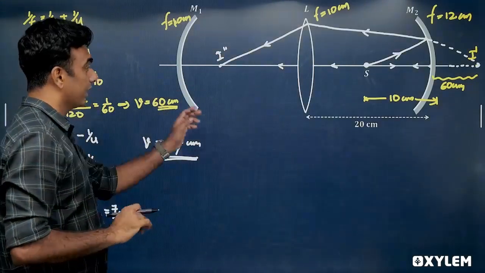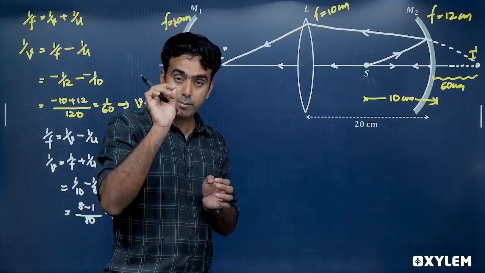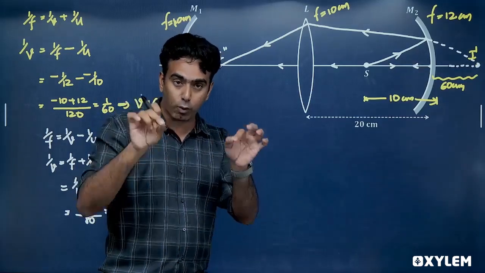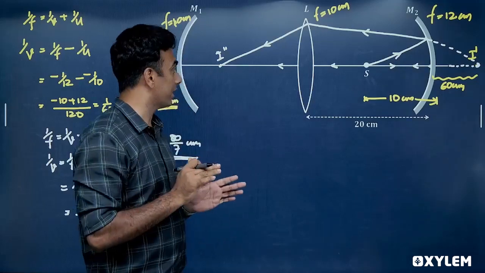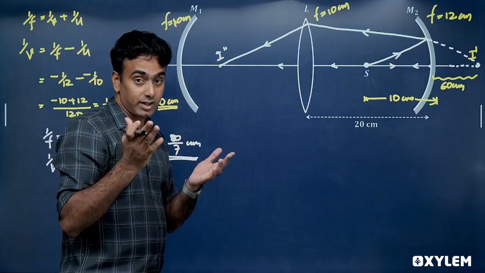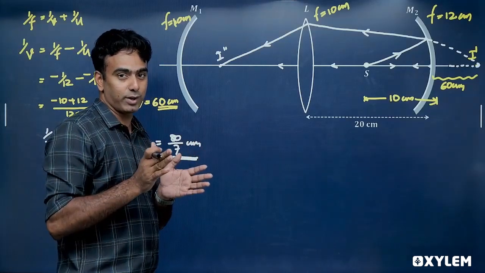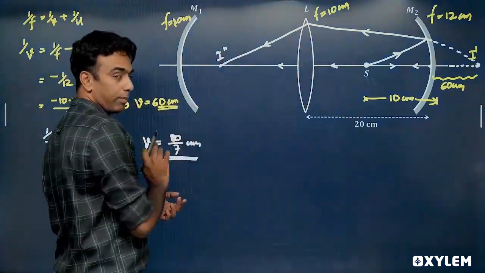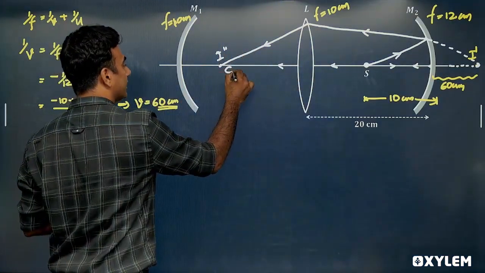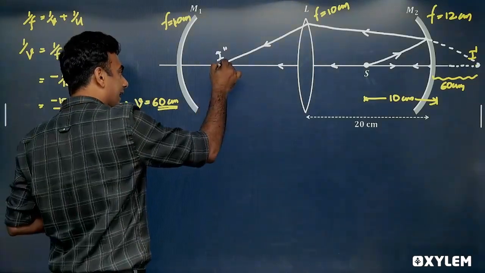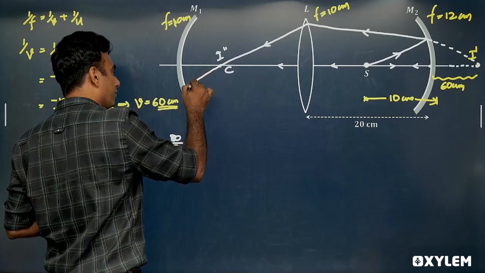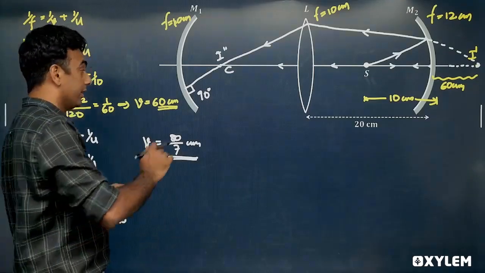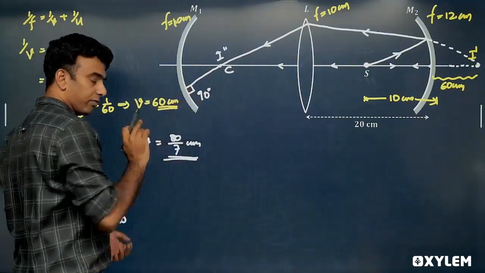Now, it is given in the question that the image is formed at the object itself. In order to form the image at the object itself, what should happen? Here is the problem actually. The ray should retrace its path. If this ray should retrace the path, then this point must be the center of curvature. If the light ray passes through the center of curvature, obviously this angle should be 90 degree, and that means the angle of incidence is 0.